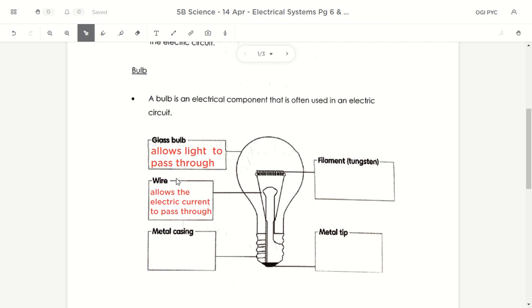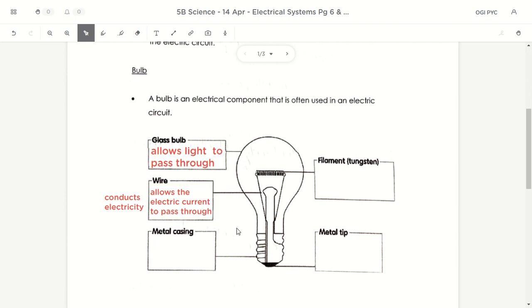So the wire actually allows the electric current to pass through. In other words, it means that the wire conducts electricity. This is the function of the wire, which is the same for other parts of the circuit as well. Wires are there to allow the electric current to pass through, which also means it conducts electricity.